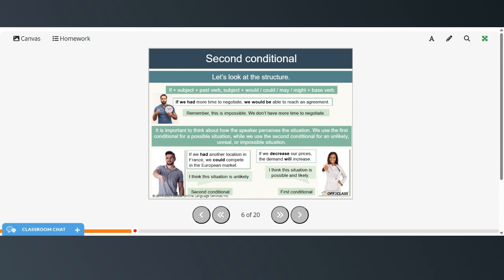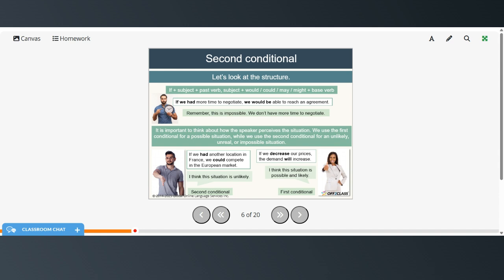Remember, this is impossible. We don't have more time to negotiate. It is important to think about how the speaker perceives the situation. We use the first conditional for a possible situation, while we use the second conditional for an unlikely, unreal, or impossible situation.